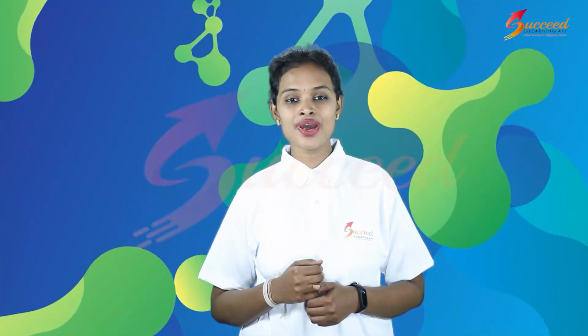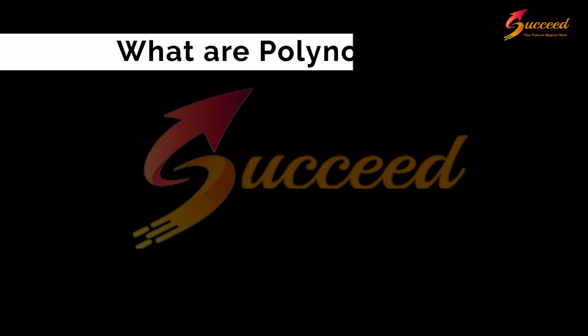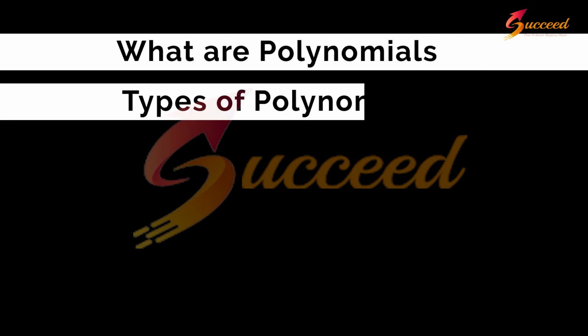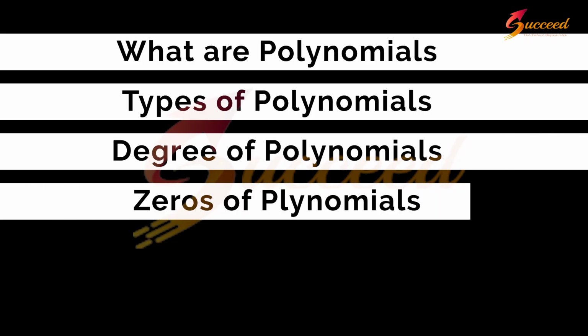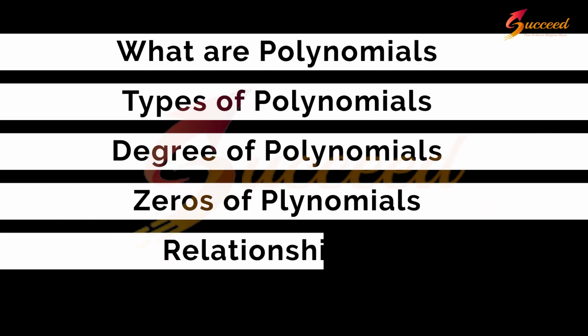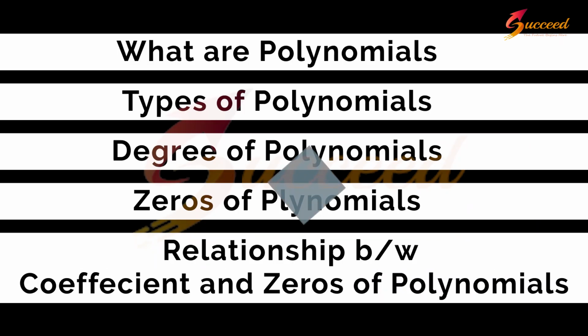Now, let us summarize what we have learnt in this chapter called polynomials. We have learnt about what polynomials are, types of polynomials, degree of polynomials, zeros of polynomials, and the relationship between coefficients and zeros of polynomials. Okay, here ends our chapter on polynomials.